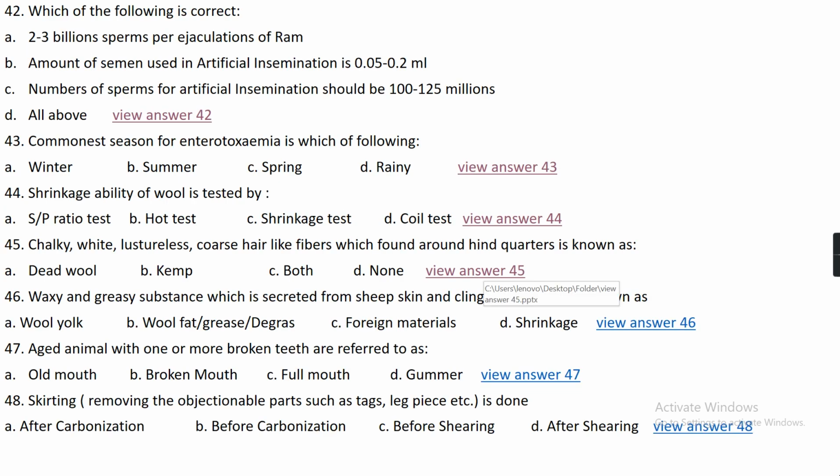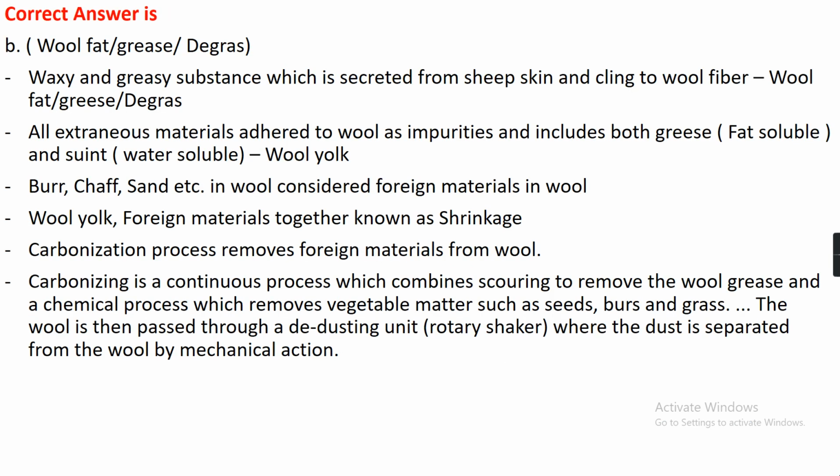Okay. Question number 46. Waxy and greasy substance which is secreted from sheep skin and clings to wool fiber is known as option A wool yolk, option B wool fat, grease or degras, option C foreign material, or option D shrinkage. The right answer is option B, that is wool fat, grease or degras.